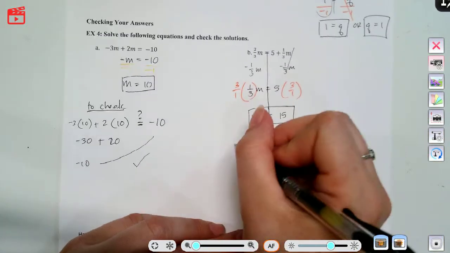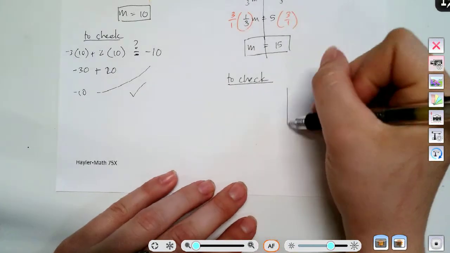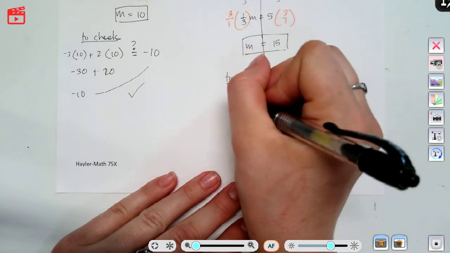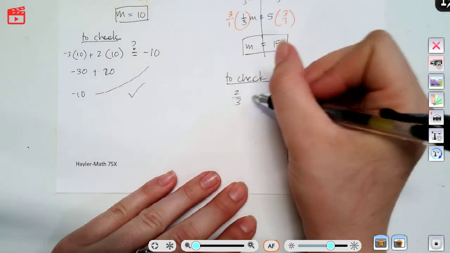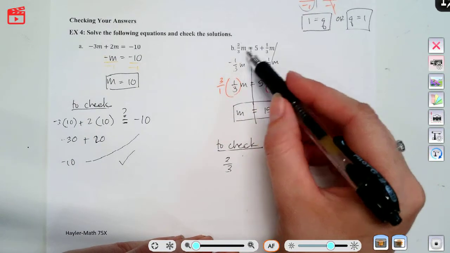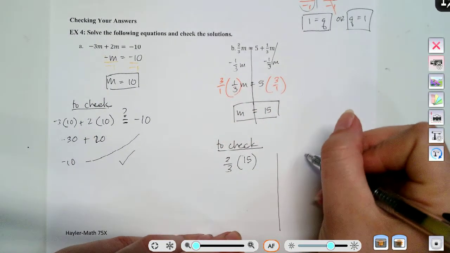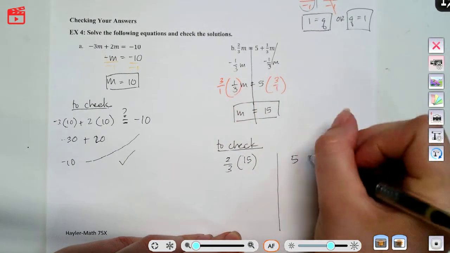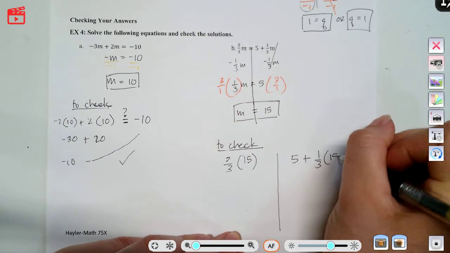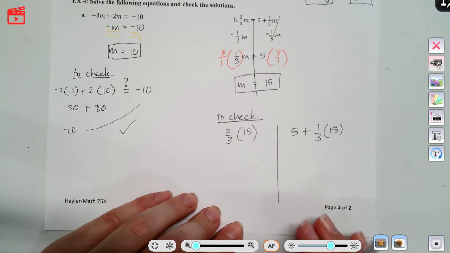So to check my answer, I'm just going to compare these two sides and see if they get the same answer. So 2 over 3 times m, which I said was 15. And then I want to see if that equals this side, which is 5 plus 1/3 times 15. So we're going to work on each side separately and see if they end up equaling each other.